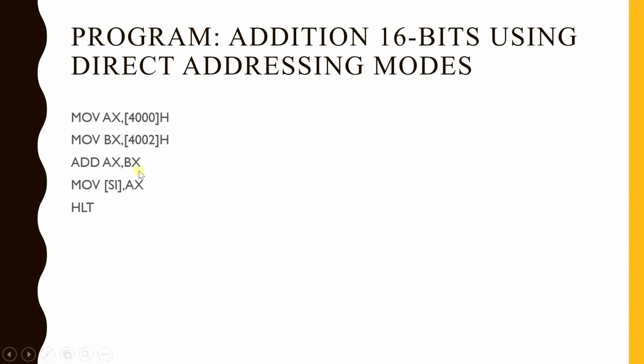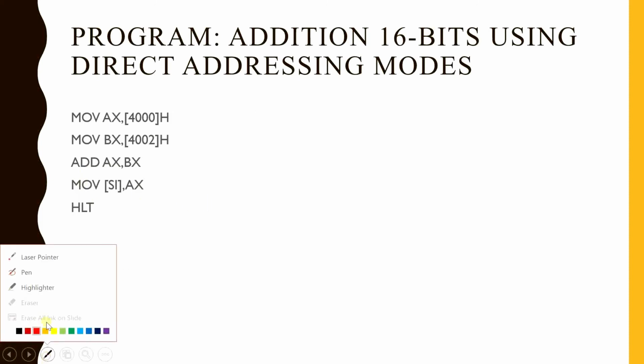So the content present in register BX will be added with the content present in register AX, and the result of the operation will be present in the AX register. Then whatever result is present in the AX register, transfer that content onto a memory location which is specified by the SI register. This bracket with SI inside indicates register indirect addressing mode. Okay, so in brief I will tell you.